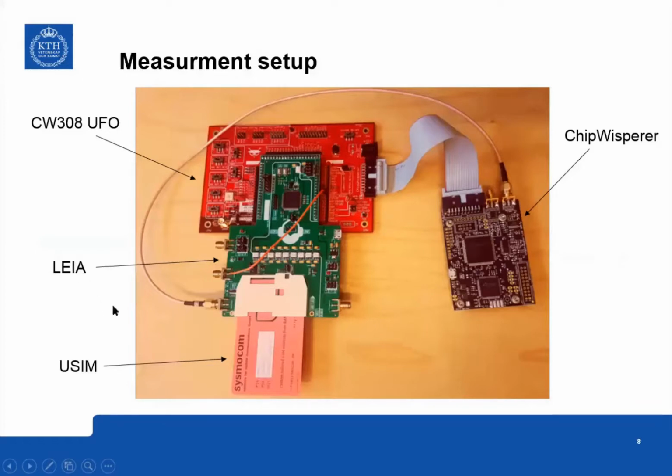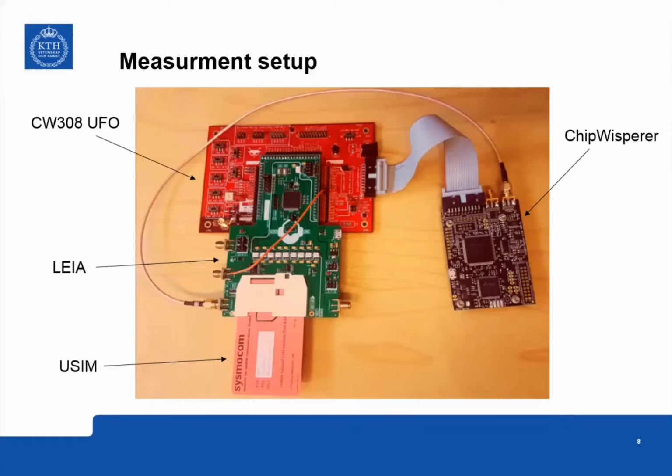Sysmocom USIM cards are used as an attack target in this attack. These cards are compliant with 3G and 4G standards and can be used with any core network. They are shipped with a factory default card-individual random key K and OPc. However, they are fully reprogrammable and the user can reprogram the key and OPc.